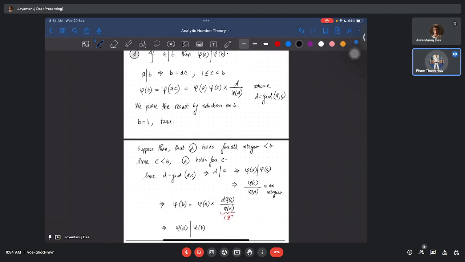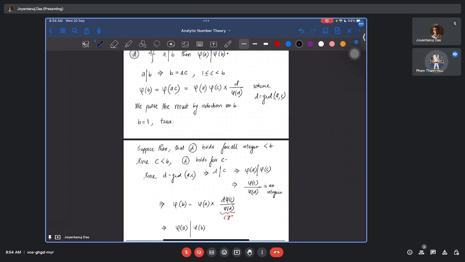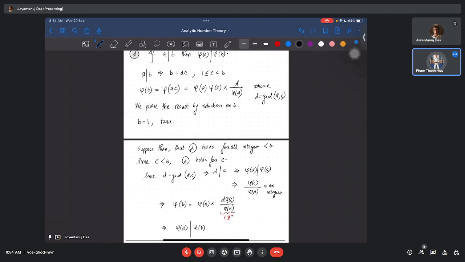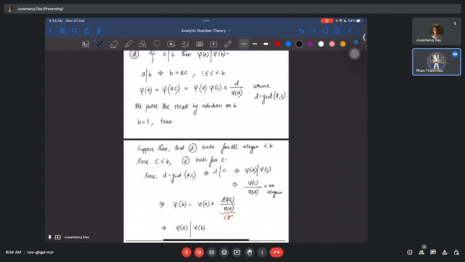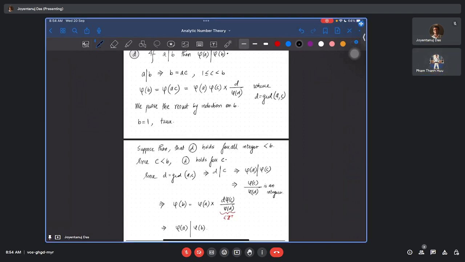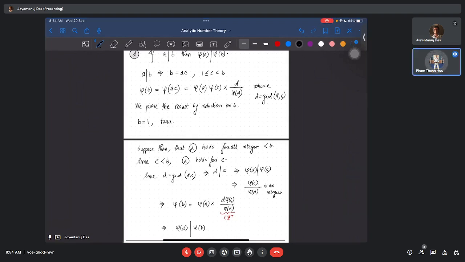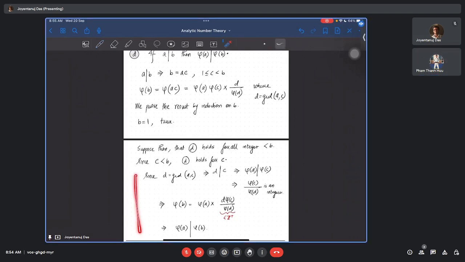The induction: here is B equal to 1, then B less than... We prove for one and we assume for all integers up to B. Next we are doing for B. So since it is true for all integers less than B, for C we know it is true because C is less than B. So this part is for B, right?